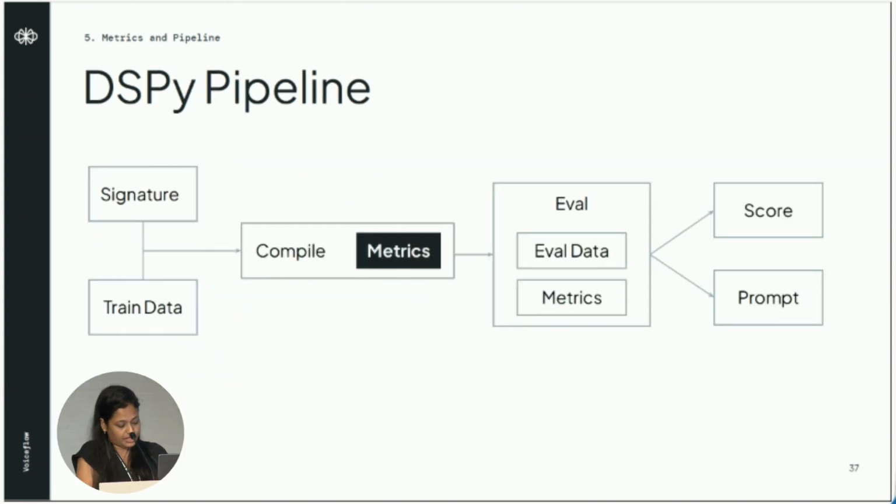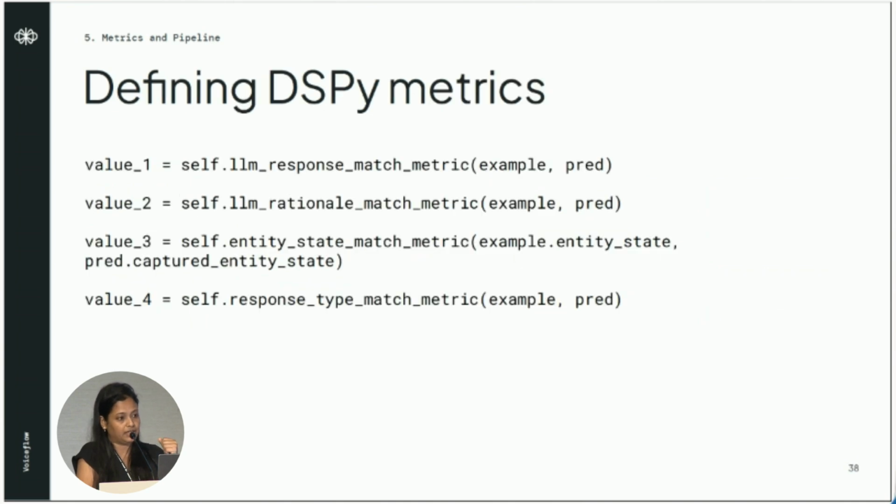Okay, next is the metric. Metric is pretty straightforward. You have an expected value, and then you have the actual value. You compare both and see how good your actual value is when compared to your expected value. In our case, we defined our own custom metrics. We split them into 4 different metrics.